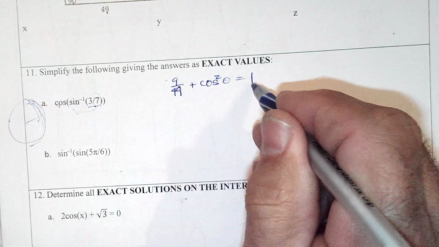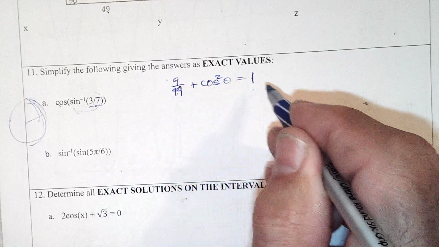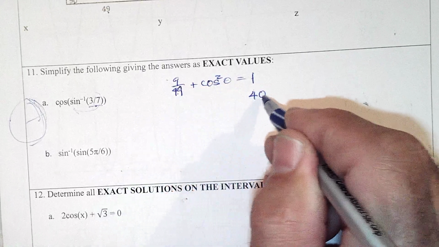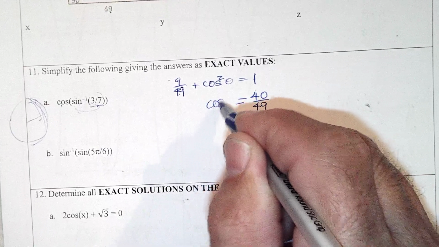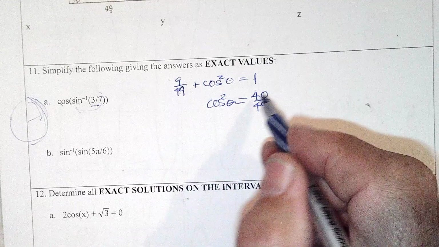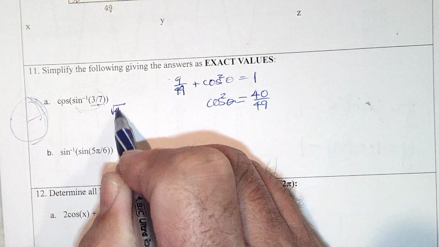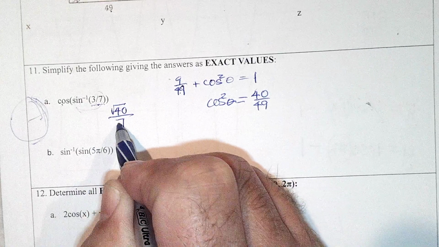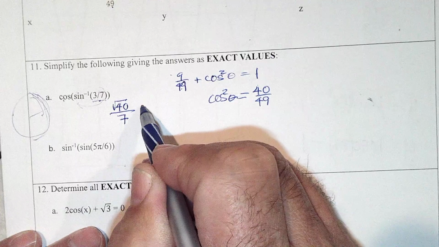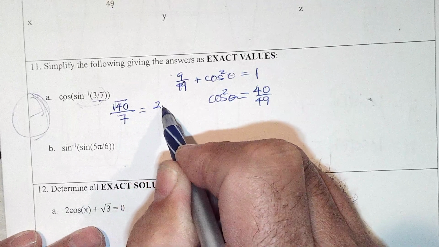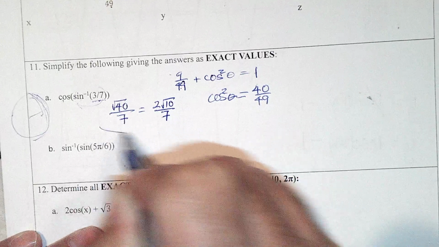So this would leave 49/49 minus 9/49, which is 40/49 is the cosine squared. So cosine is square root of 40 over 7. And if you wanted, you could pull a 4 out of that, would be 2 square roots 10 over 7.